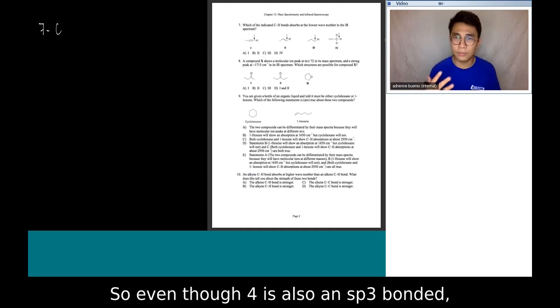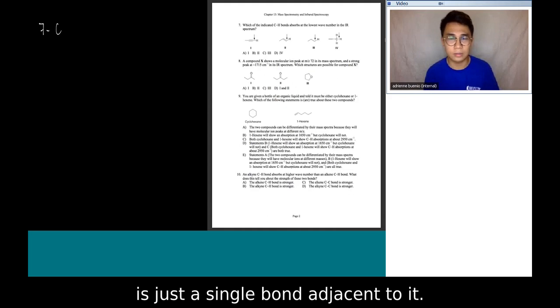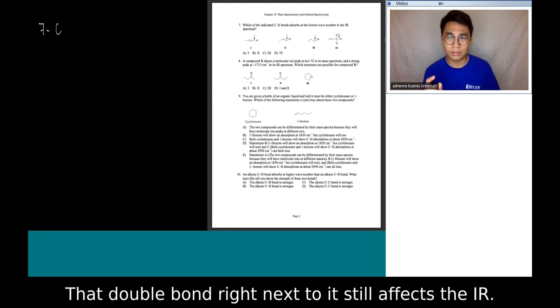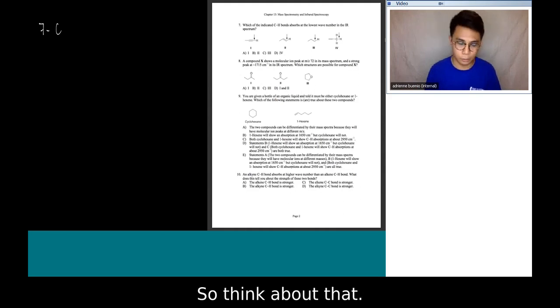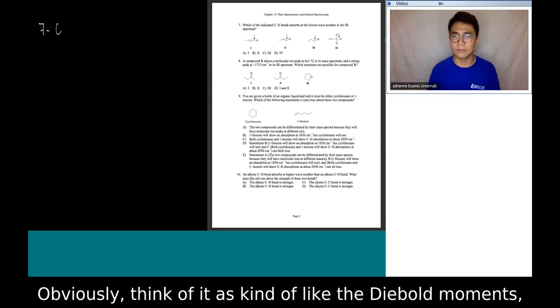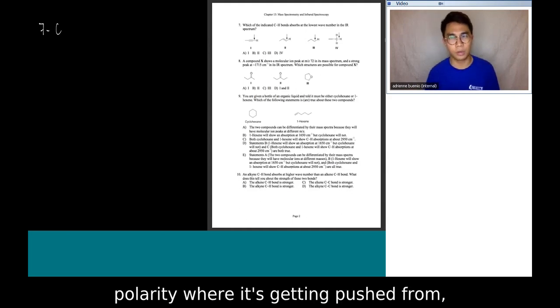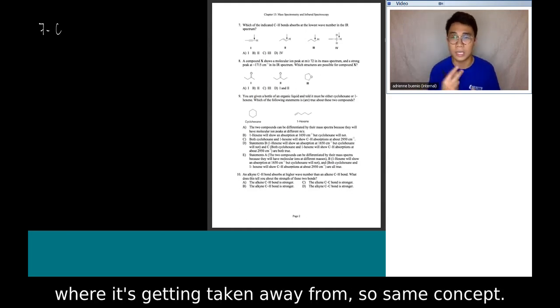Right. So even though 4 is also sp3 bonded, it's just single bonds adjacent to it. That double bond right next to it still affects the IR, right? So think about that, about the dipole moments, the polarity, where it's getting pushed from, where it's getting taken away from. So same concept.